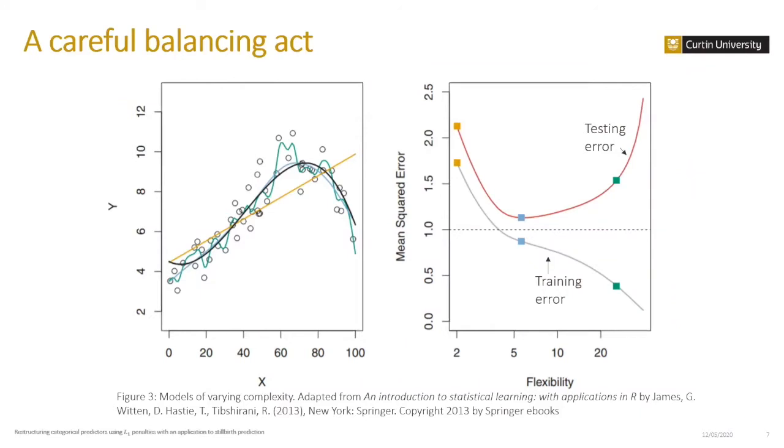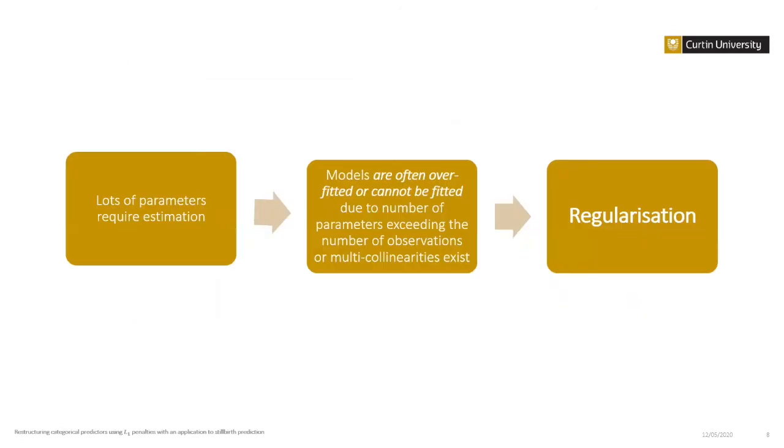The goal then is to get something close to blue that has low training and testing rates, but doesn't model the noise such as we see in the green line. So as you may guess, the obvious solution to that may be to regularize.